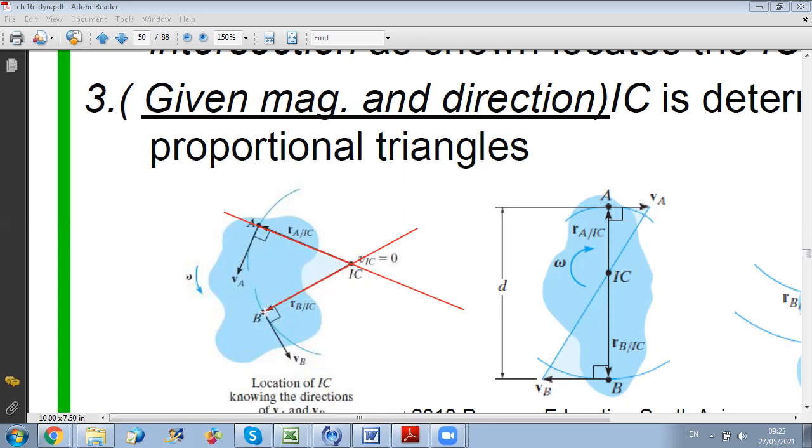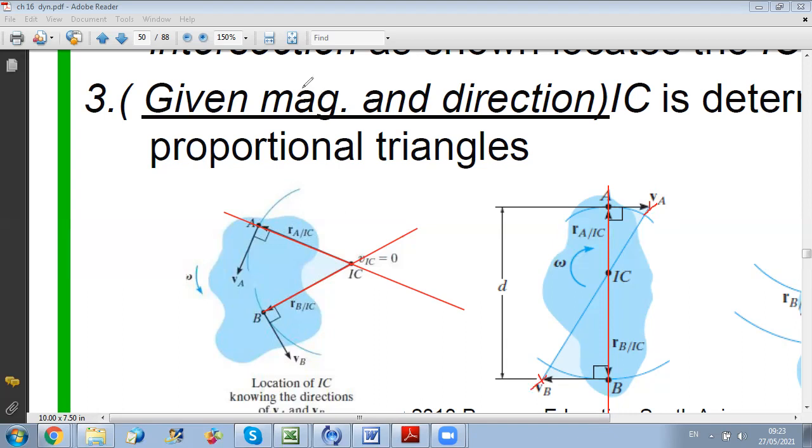Now, in case the 2 points have parallel velocities, what will happen? So for example, here in this example, I have VA and VB that are parallel to each other. So if I draw the perpendicular to VA and I draw the perpendicular to VB, it's the same line. So the IC should be on this line. But how to know what is the location of the IC in this case? I will join the extremity of VA to the extremity of VB. Why should I do this?